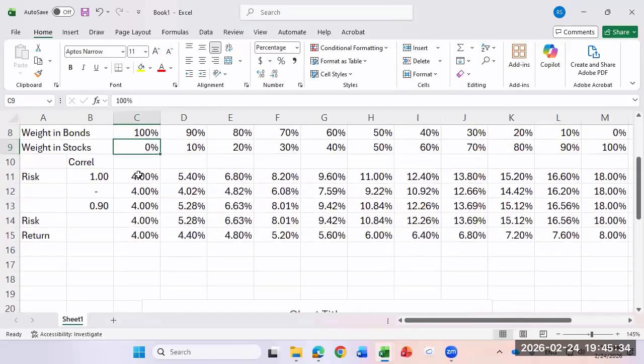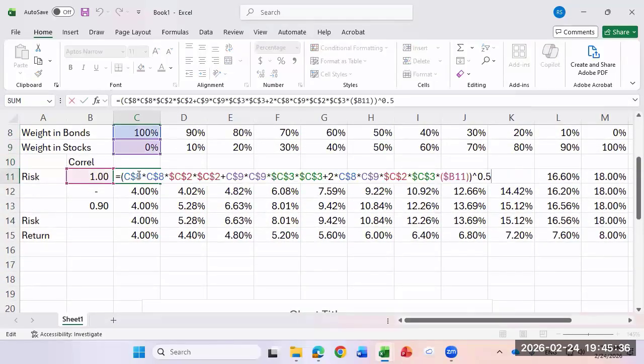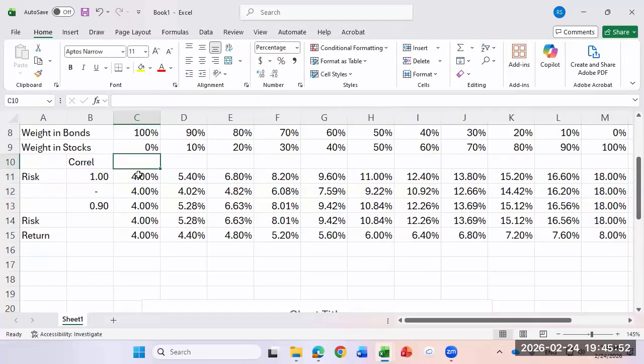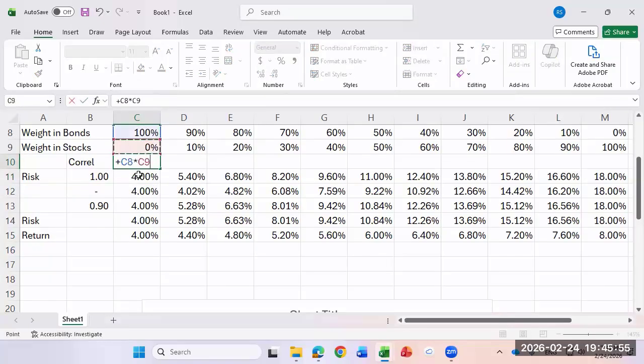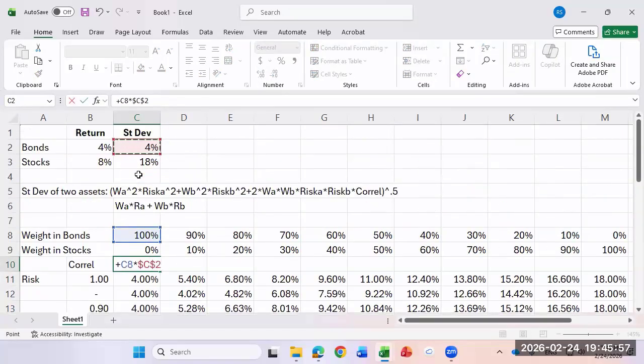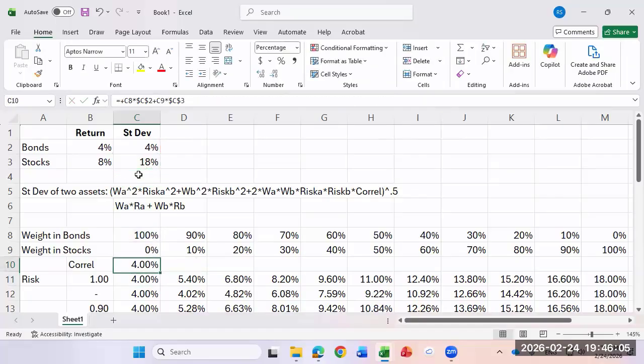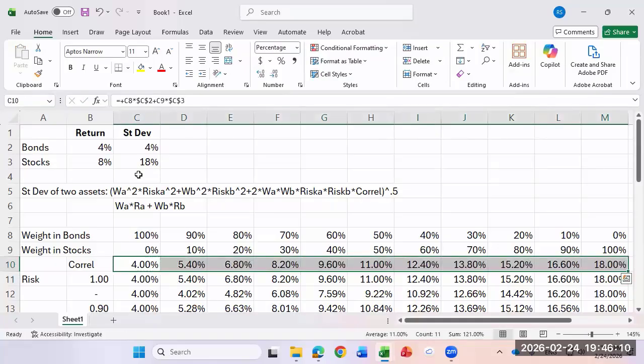For risk, I have this crazy formula. You square the weights, you square the risk. Do that for each asset class, then 2 times the weight times the risk times correlation. Take the square root of that, you get the risk of the portfolio. If the correlation is 1, then risk becomes nothing more than the weight of A times its risk plus the weight of B times its risk. That's all it is. It's just a straight line all the way across.